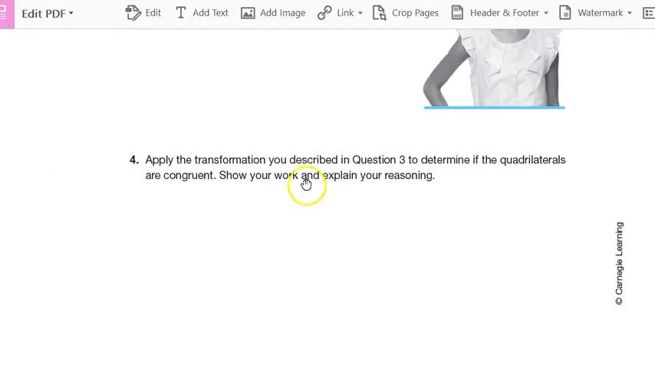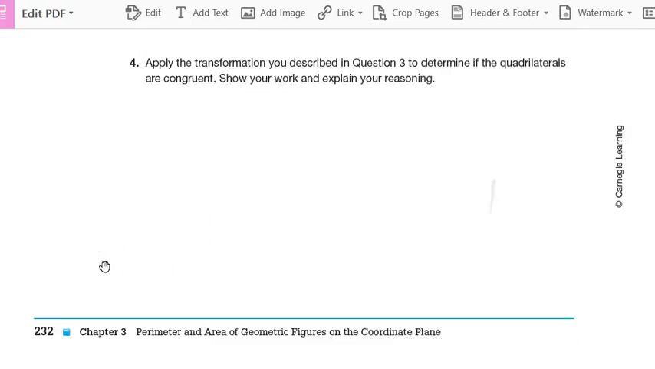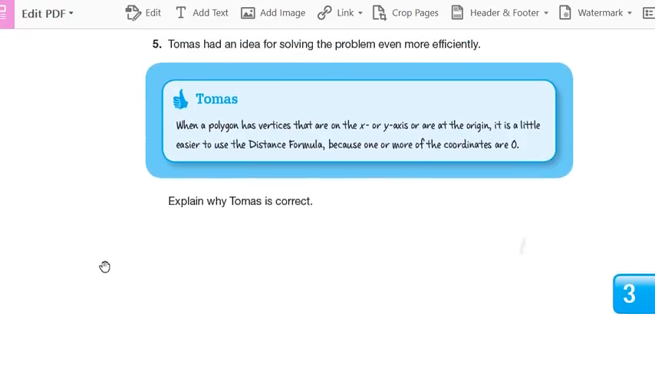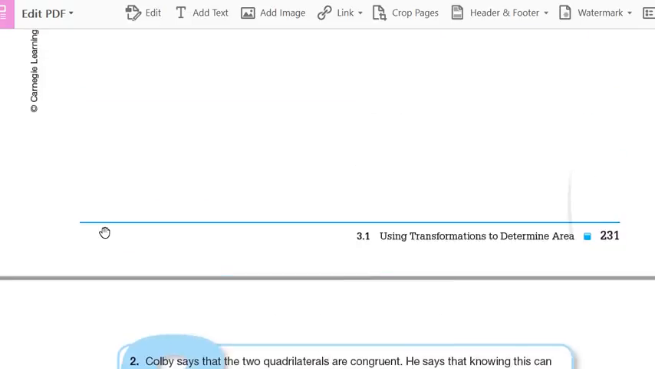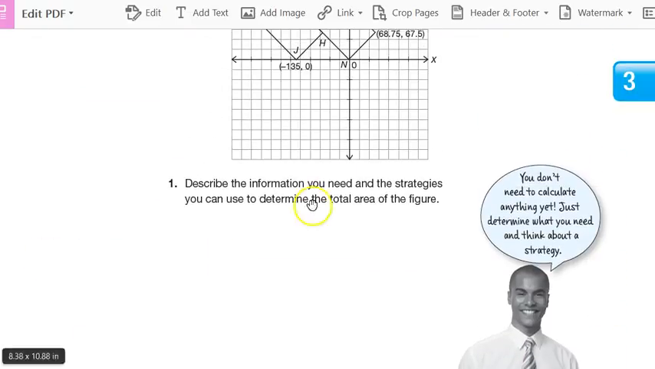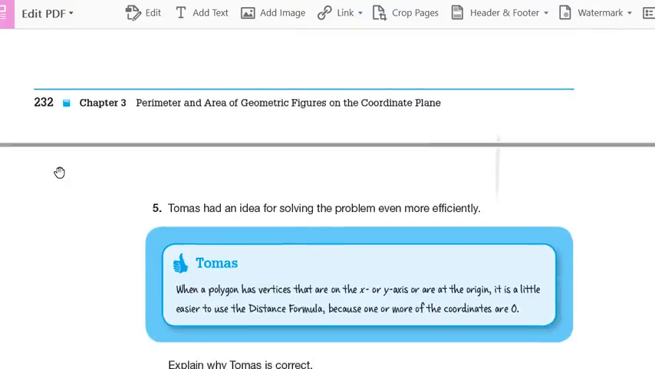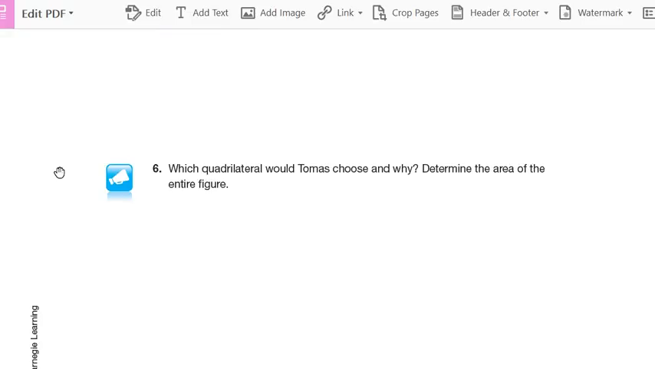So it says apply the transformation you described, determine if they're congruent, explain your reasoning. Tomas says when you have polygons that have vertices on the x or y axis, or at the origin, it's a little easier to use the distance formula because one or more of the coordinates are 0. Well, that's like we just did right here. By using point N that was at the origin, I almost didn't even have to use the distance formula because I could just see I'm here at 0, 0. I'm staying at 0, 0. This is a straight line, and all I've done is taken away 135. So I think Tomas is correct. You just got to explain why he's correct. Make sure you explain that.